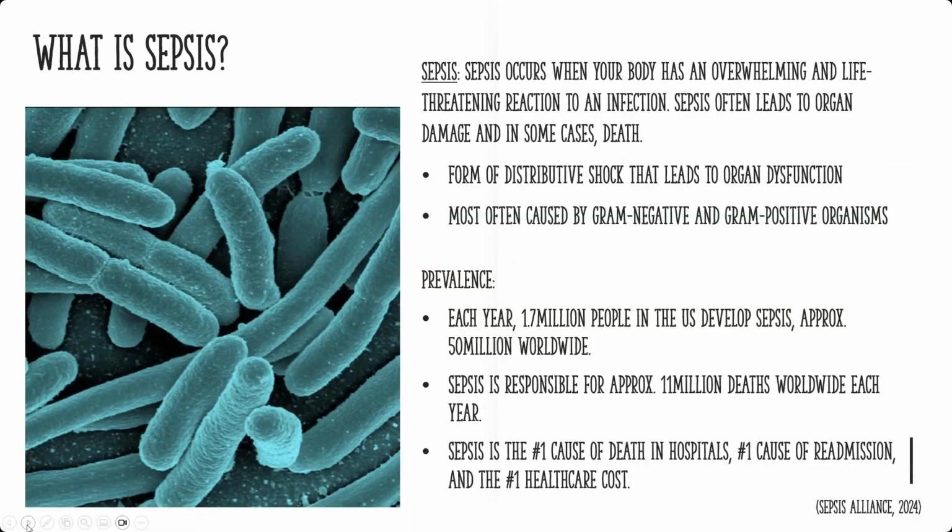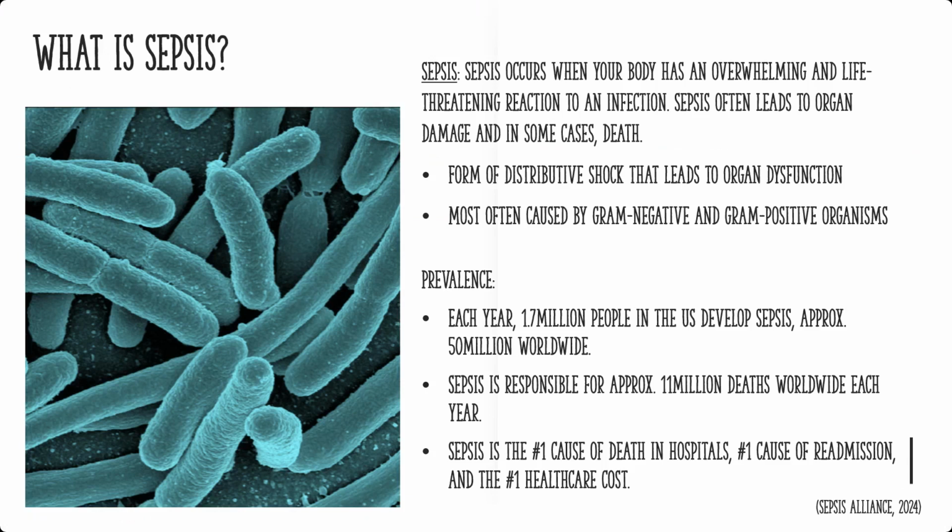Sepsis is just this huge, extensive physiological and biochemical response. It happens when your body has this overwhelming and life-threatening reaction to an infection. It leads to potentially some pretty serious organ damage and death. It is a form of distributive shock. If you think about the different shock states in terms of distributive, hypovolemic, cardiogenic, it is a form of distributive shock that can lead to some pretty severe organ dysfunction.